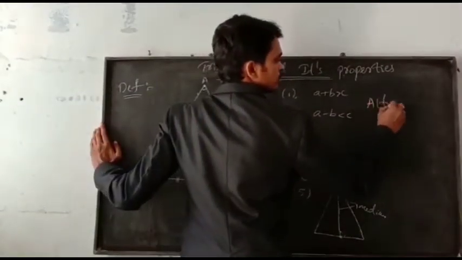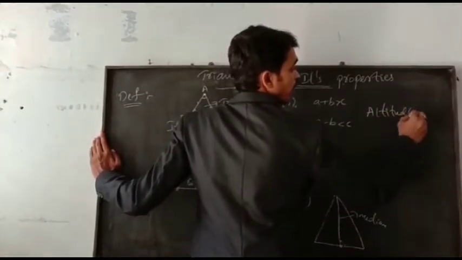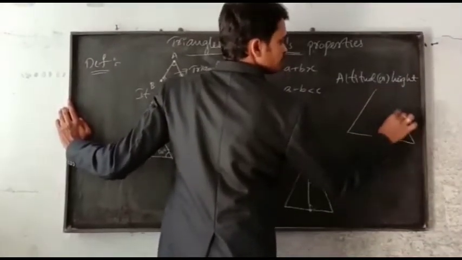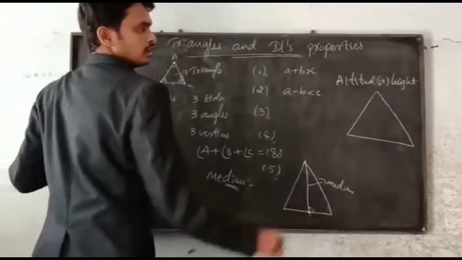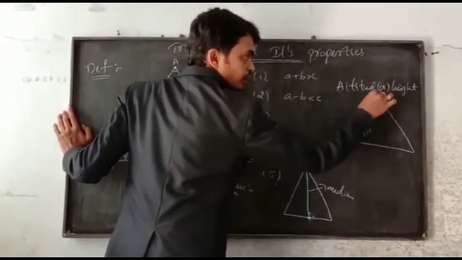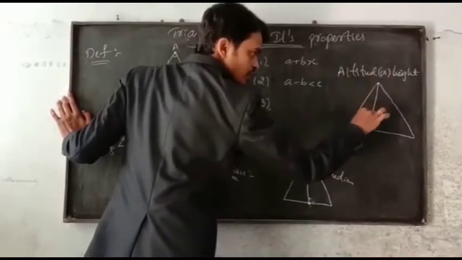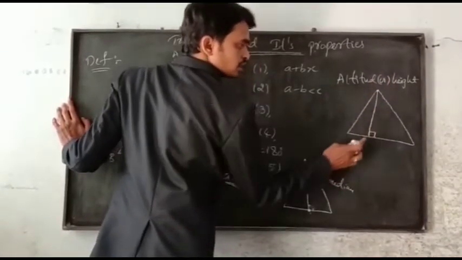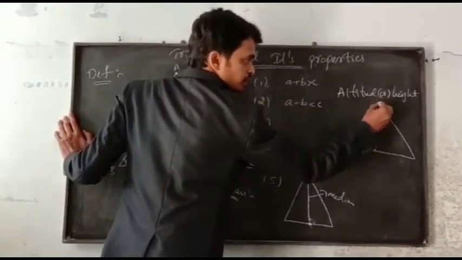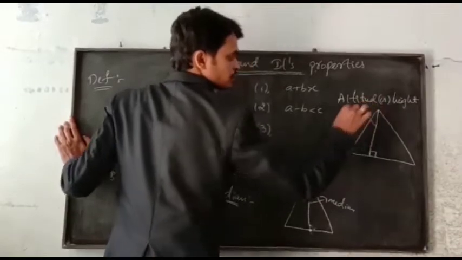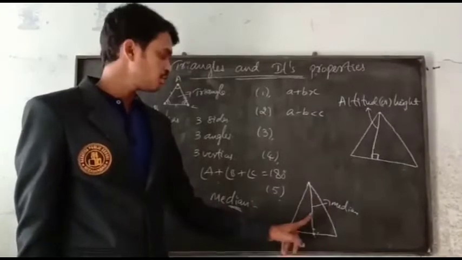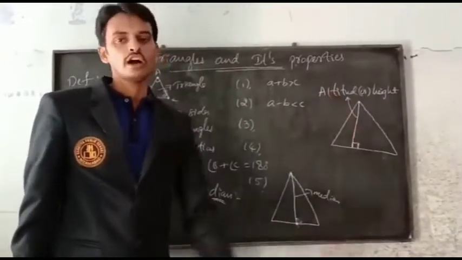Next, altitude. Altitude is nothing but height. In a triangle, a perpendicular line segment joining a vertex of a triangle to its opposite side. The line segment should be perpendicular to the opposite side from a vertex of the triangle. Then it is called an altitude. So a triangle has 3 medians and 3 altitudes.